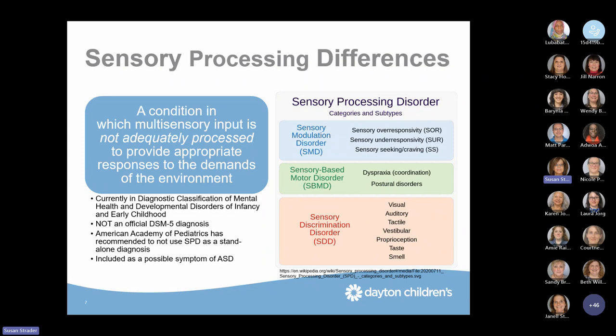For our friends who can't process the senses accurately, they're struggling with it. They can't figure out which one is the best, which one is important, which one matters to me. How do I respond to all this input? That's their experience. And that's what we call sensory processing differences.